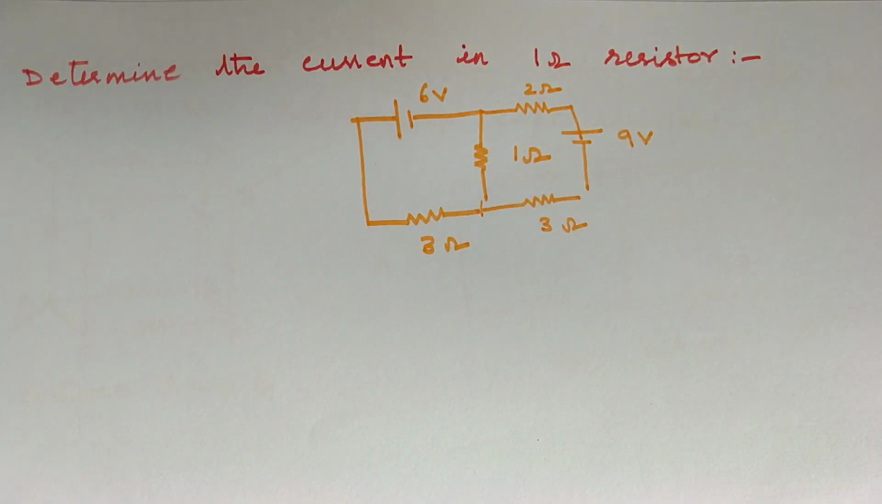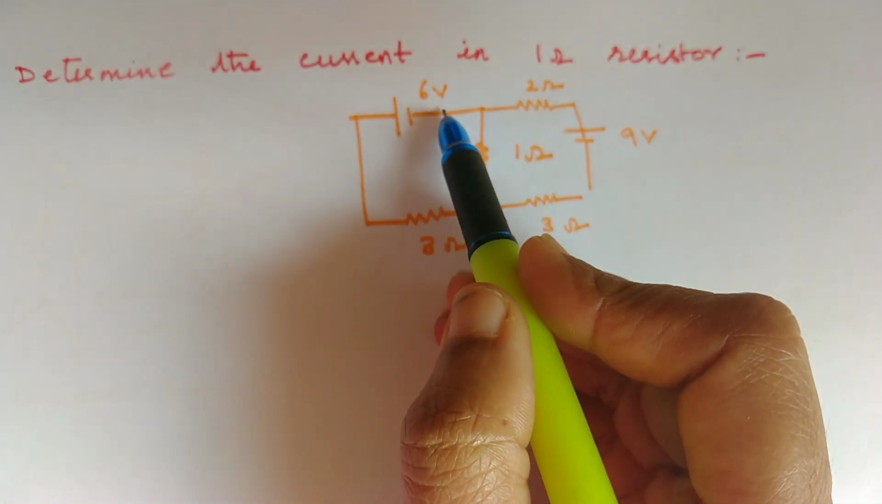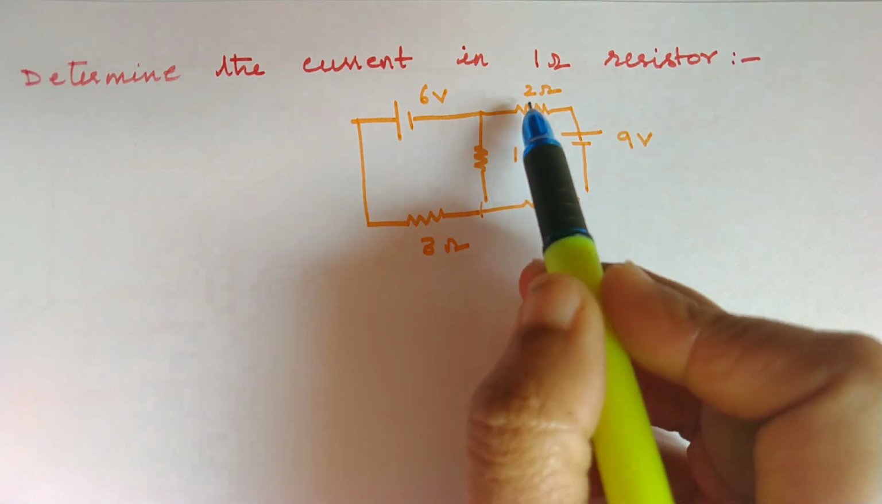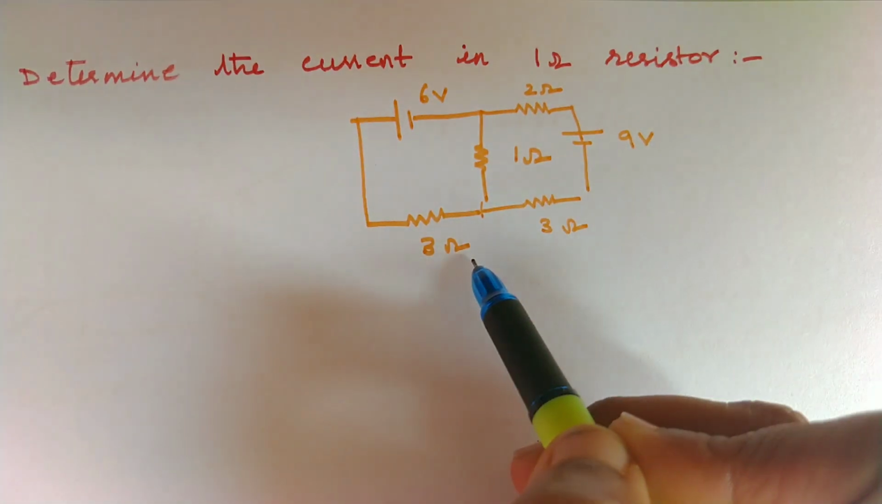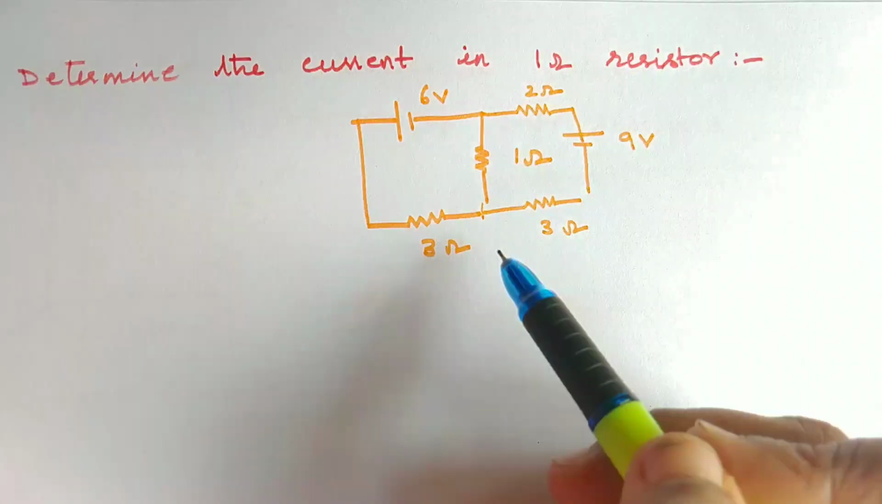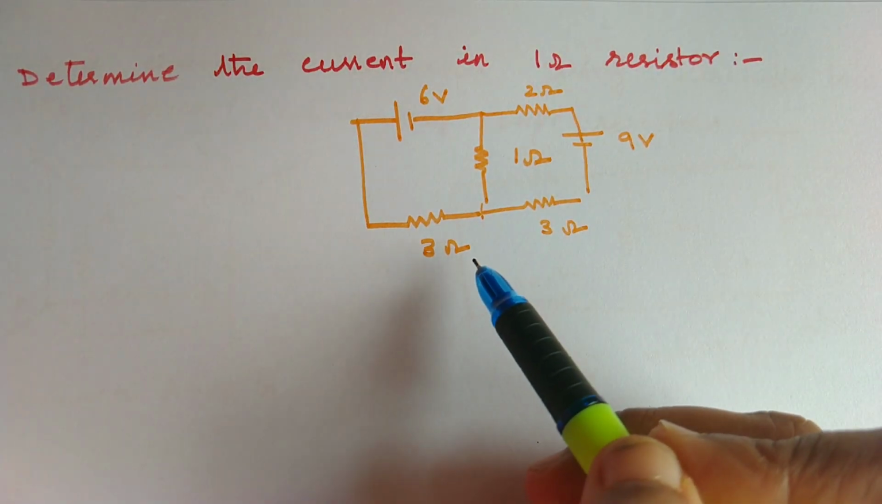Even this question is based on Kirchhoff laws. They are asking you to determine the current in the 1 ohm resistor. So observe the circuit. There are two batteries. One is a 9 volt battery. Another is a 6 volt battery. We have 4 resistors altogether: 3, 1, 2 and 3. So for this circuit, we need to find the value of current in the 1 ohm resistor.